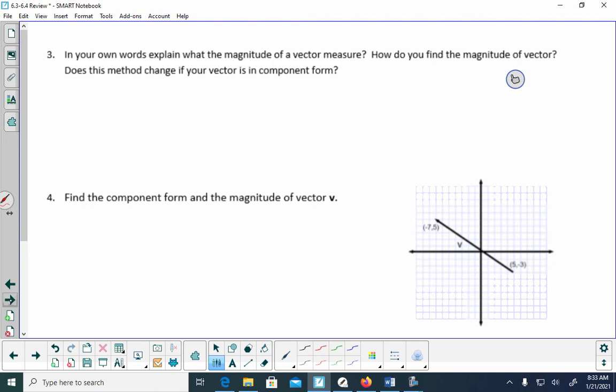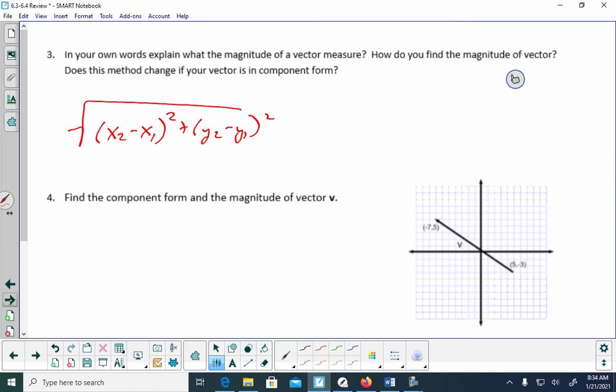How do I find the magnitude of the vector? So if I have not changed it and I have an initial point and a terminal point, I'm going to do the distance formula where I take x2 minus x1 squared plus y2 minus y1 squared, and that's how I'm going to find the magnitude.